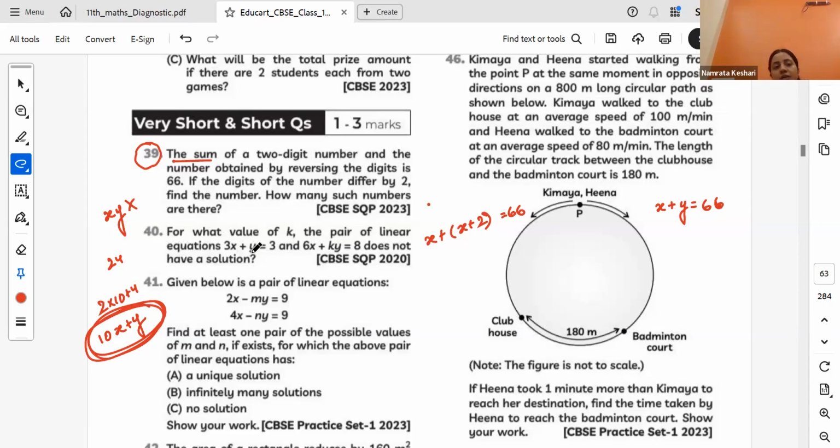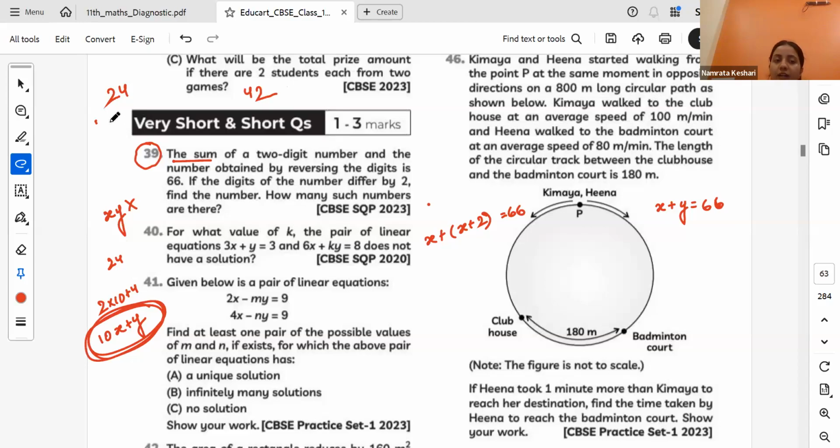But digits is not written. Okay, it's written the sum of two-digit number. Your two-digit number is this 10x plus y. And the number obtained by reversing the digit. Okay, so 24, when you will reverse the digit, it will be 42.